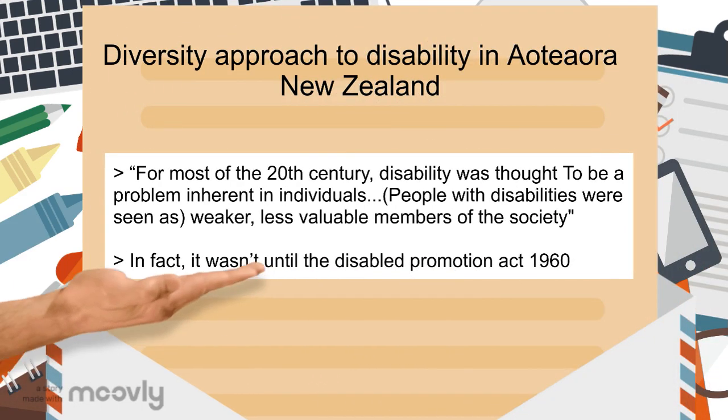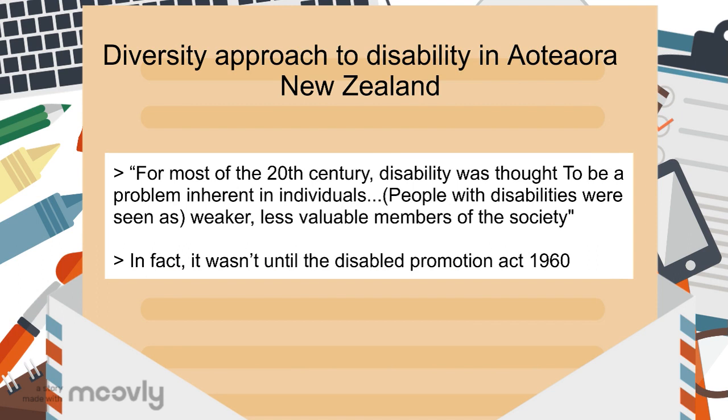For most of the 20th century, disability was thought to be a problem inherent in individuals. People with disabilities were seen as weaker, less valuable members of society. In fact, it wasn't until the Disabled Persons Employment Promotion Act 1960, which allowed sheltered employment opportunities for disabled people, that people with disabilities were finally allowed to be part of the labor force.